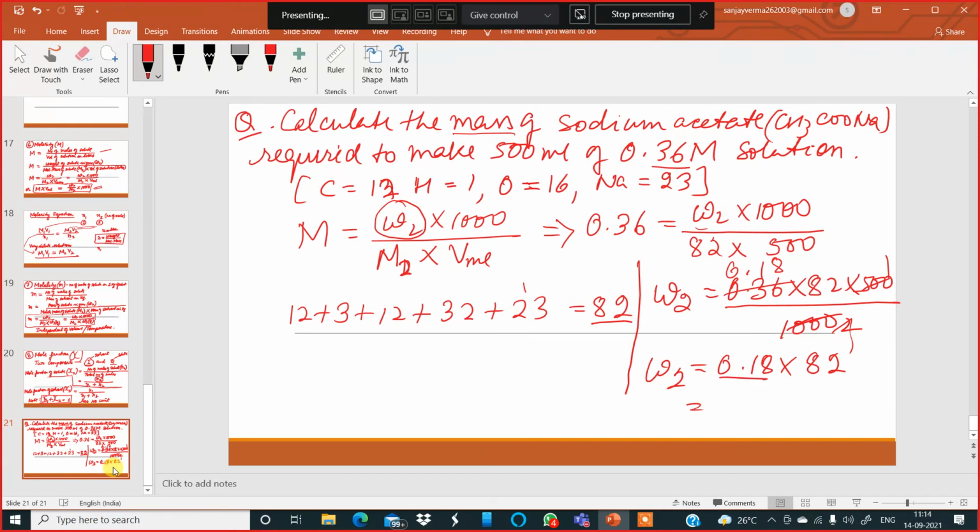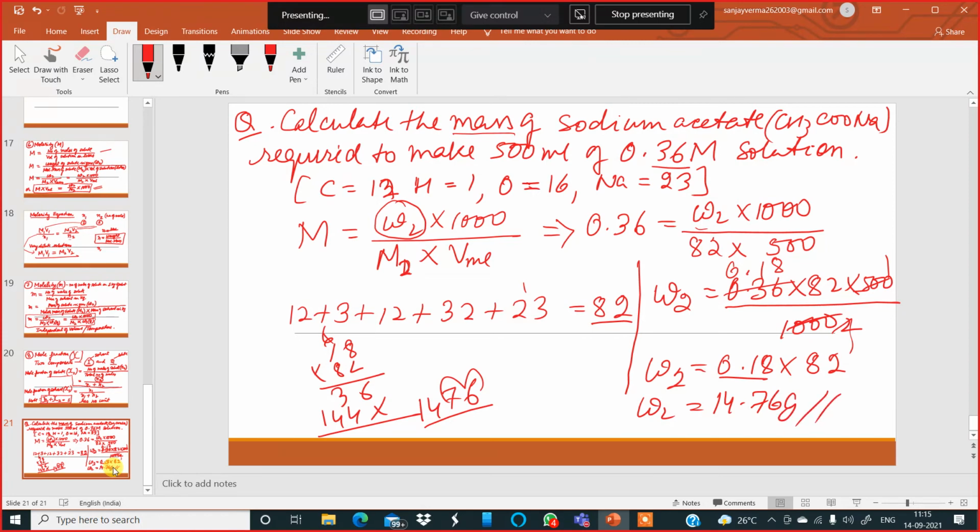So multiply it. If I multiply 18 and 82 roughly, it comes to 1636, 6414, 4144. So it is coming 6714.76 to two decimal places. So 14.76 grams is the answer.